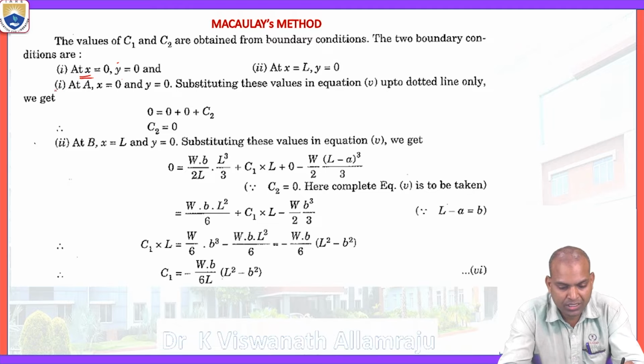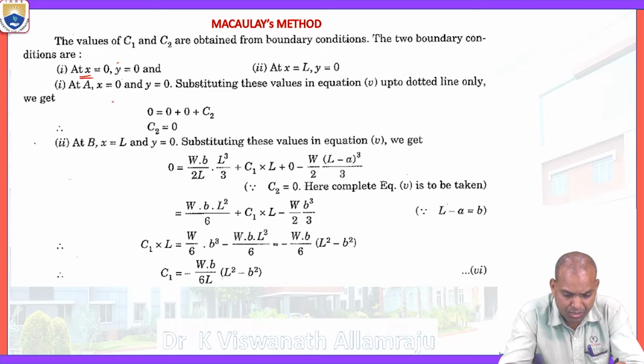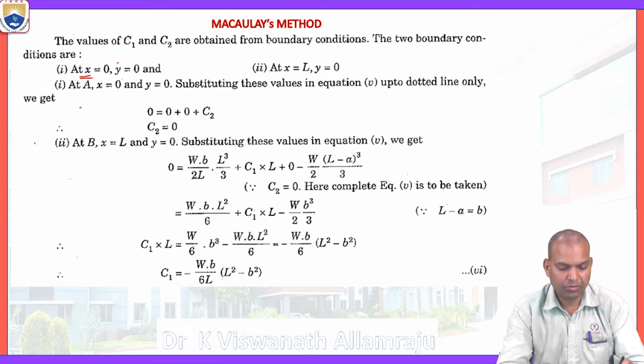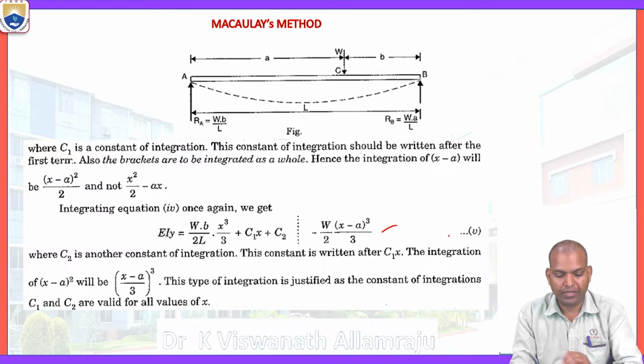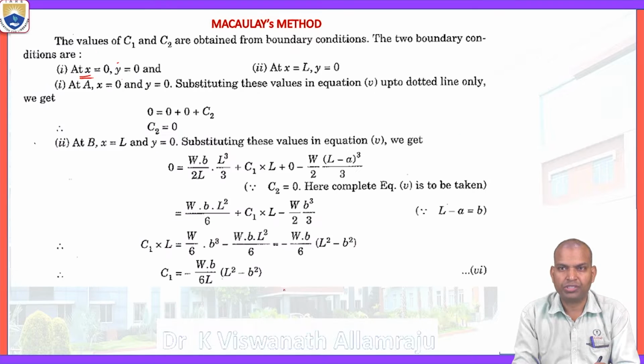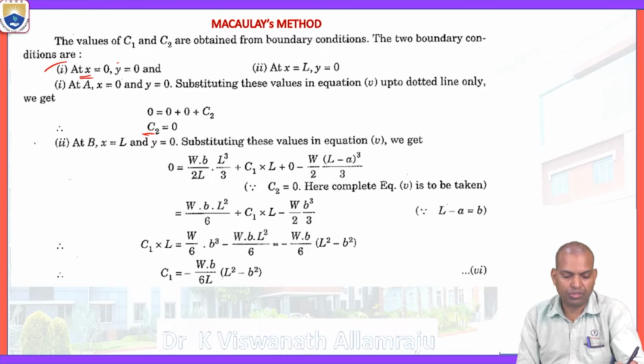By using these two boundary conditions, which relate to the deflection equation, we substitute them in the deflection equation, that is at A, x equal to 0 and y equal to 0. The deflection equation is equation number 5. In this equation, you substitute the two boundary conditions. At x equal to 0, y equal to 0, after substituting the first boundary condition, the constant of integration c2 equals 0.